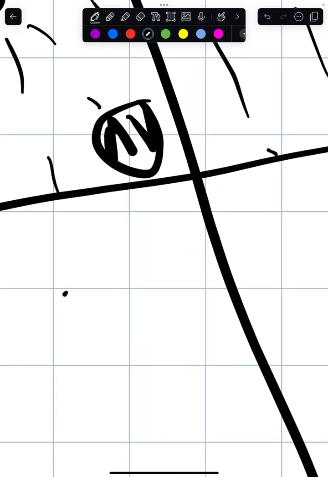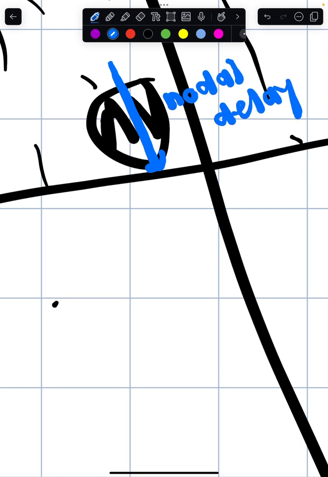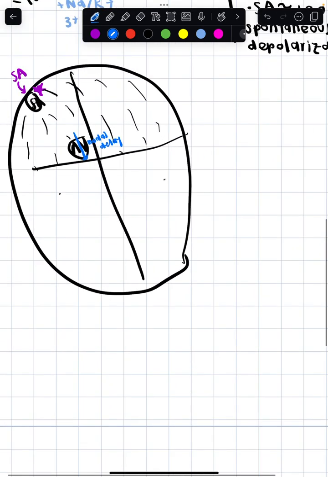That depolarization is then going to hit the AV node. The AV node takes a little bit to get this signal all the way down, so we have something we call nodal delay. And this gives our ventricles time to fully fill with blood before we begin going out to systemic circulation.